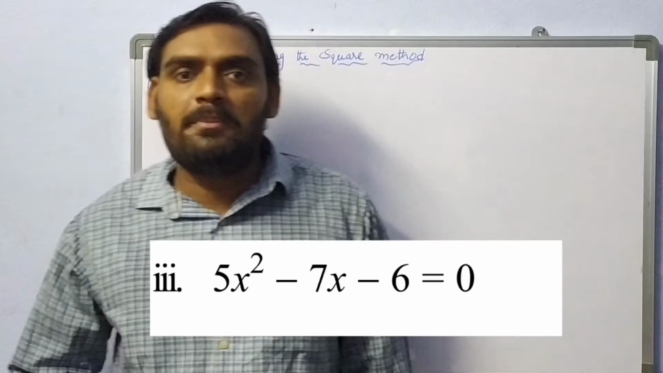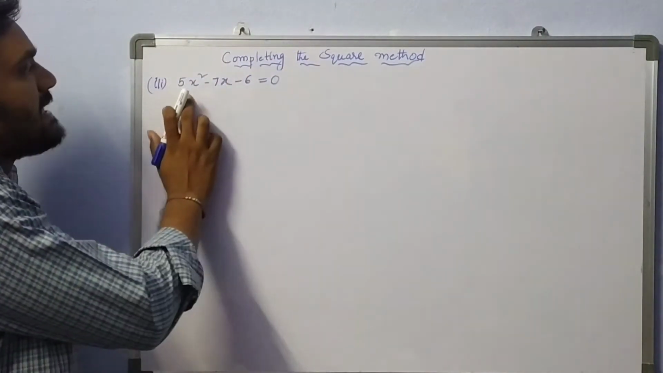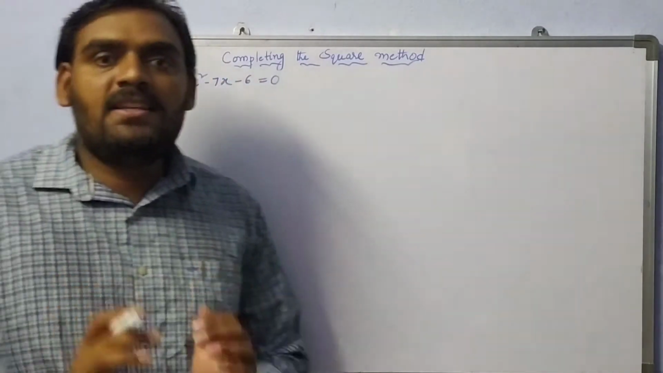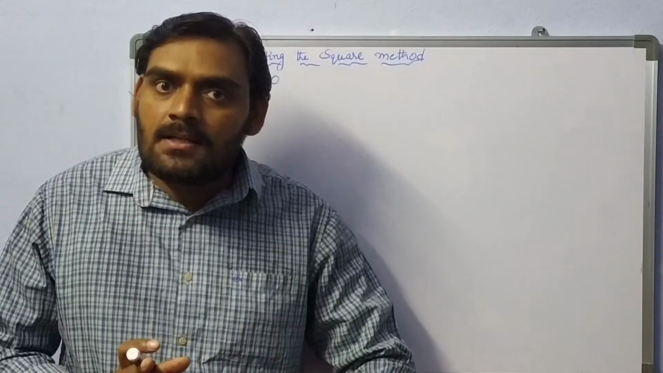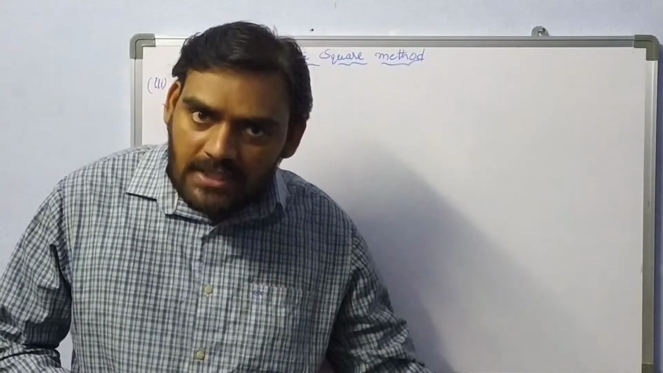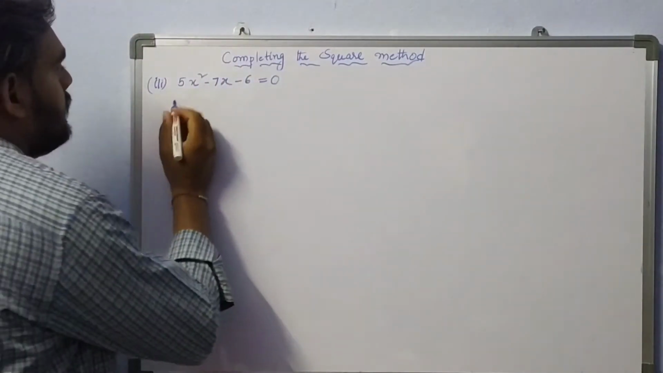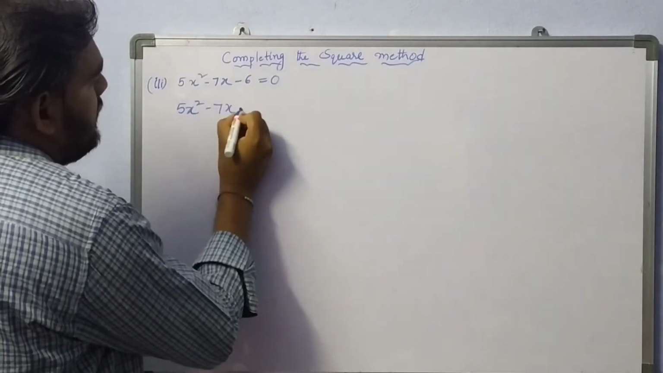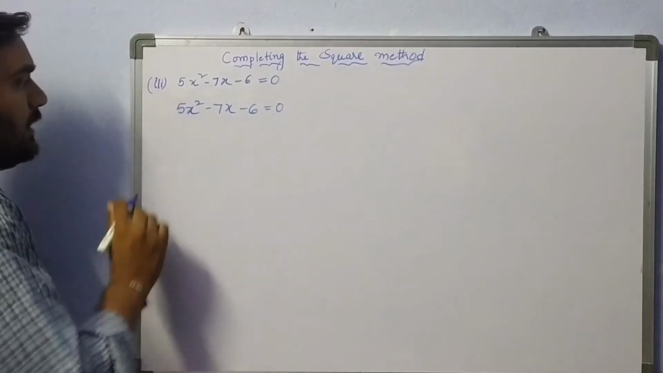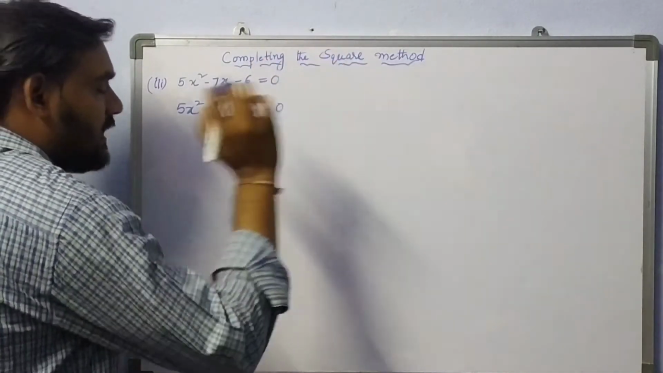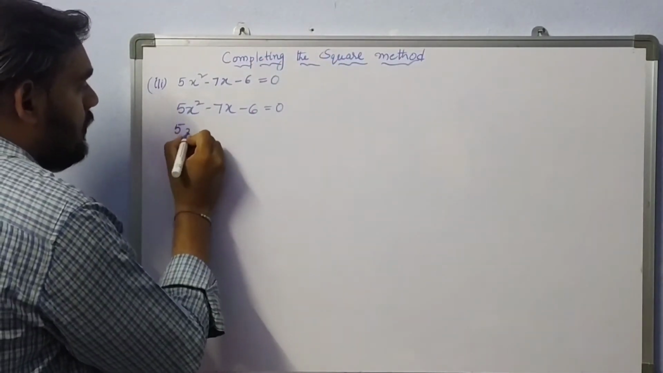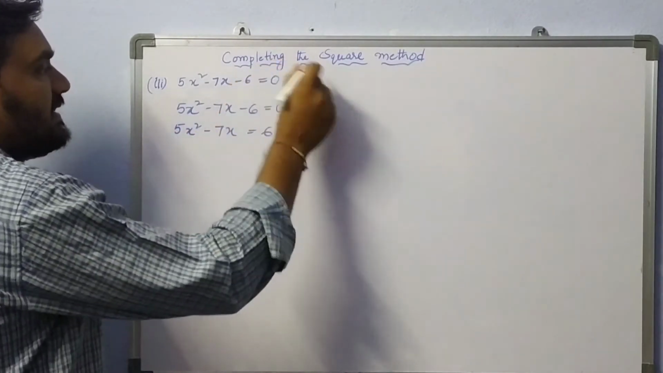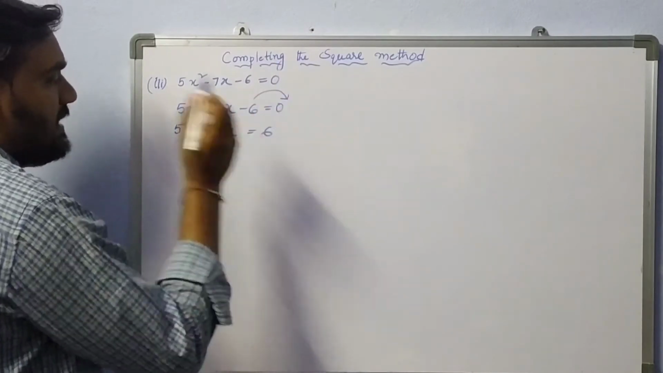Okay, now we will see the third problem. That is 5x square minus 7x minus 6 is equal to 0. In this, the first step is that the constant term we need to send after the is equal to. So 5x square minus 7x minus 6 is equal to 0. This minus 6 we need to send after is equal to. At that time 5x square minus 7x is equal to 6. Minus 6 after is equal to plus 6.